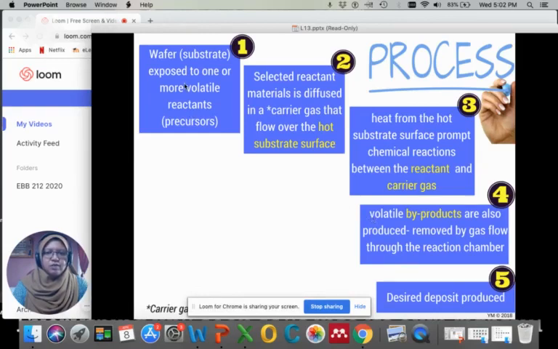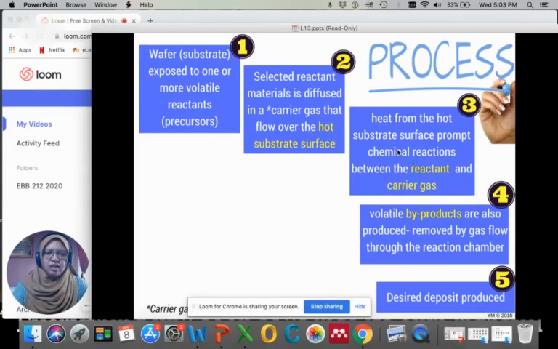So first, the wafer or substrate is exposed to one or more volatile reactants. These volatile reactants can either be liquids or gas. The selected reactant material is diffused in a carrier gas that flows over the hot substrate surface. It is critically important to make sure the substrate surface is hot enough, because the heat from the hot substrate surface prompts chemical reactions between the reactants and the carrier gas.